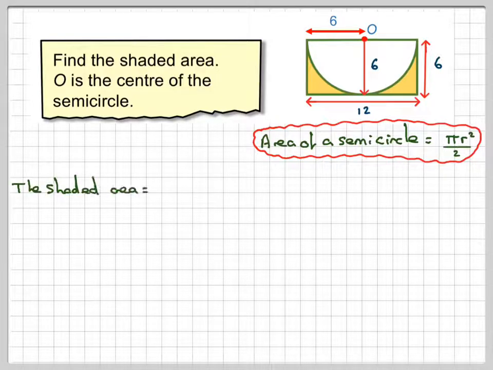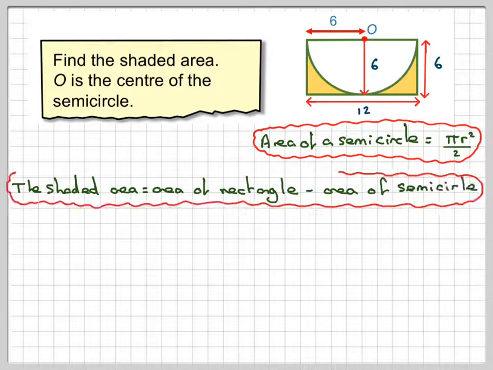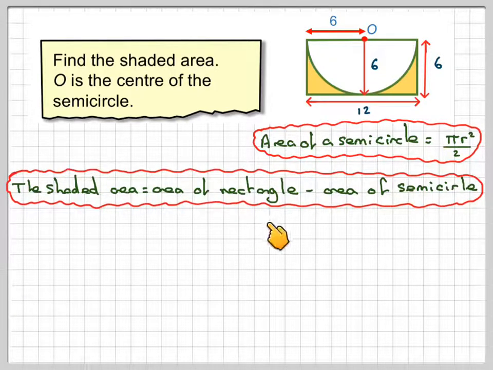So the shaded area is going to be equal to the area of the rectangle minus the area of the semicircle. So the area of the rectangle is 12 times 6.